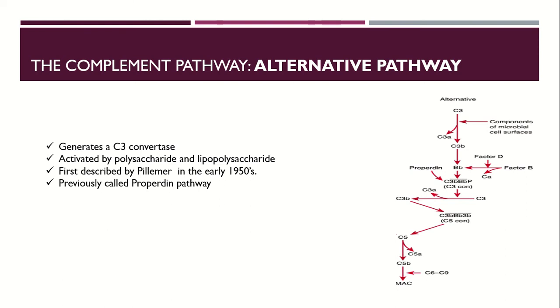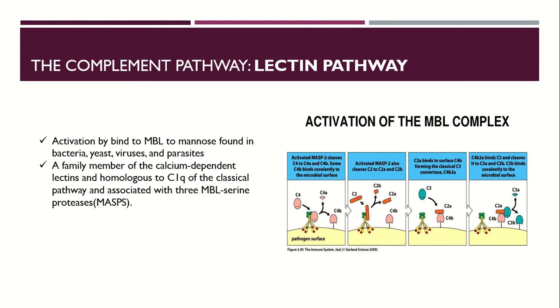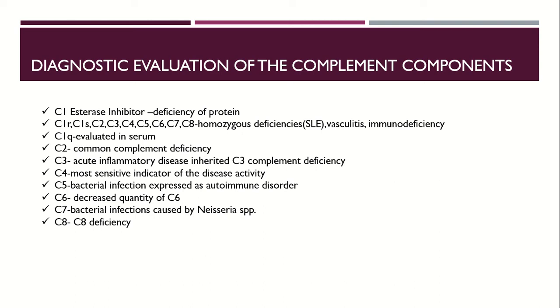So for the last pathway, we have the mannose binding lectin pathway. Like the alternative pathway, MBL does not require antibody for activation. Instead, it is activated by binding of MBL to mannose found in bacteria, yeast, viruses, and some parasites. Mannose binding lectin is a member of a family of calcium-dependent lectins and is homologous to C1q of the classical pathway. And this pathway is very identical to the classical pathway.